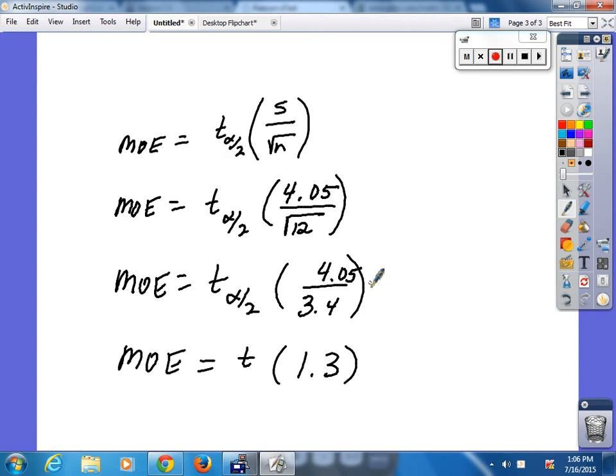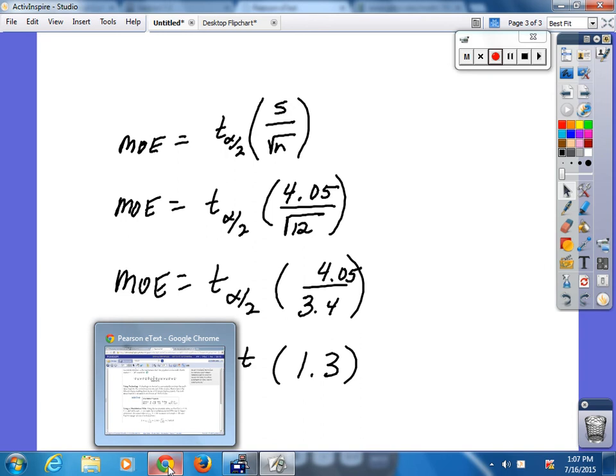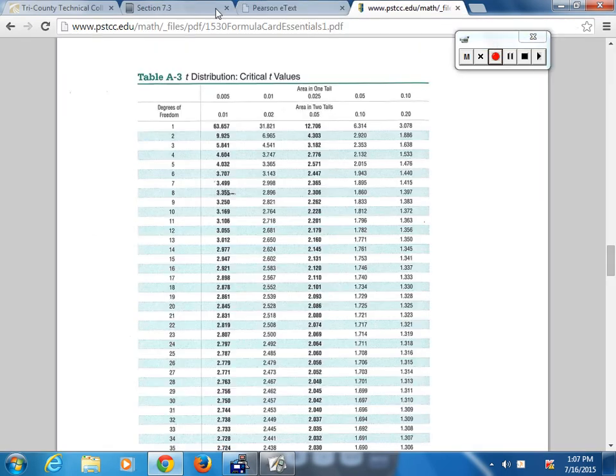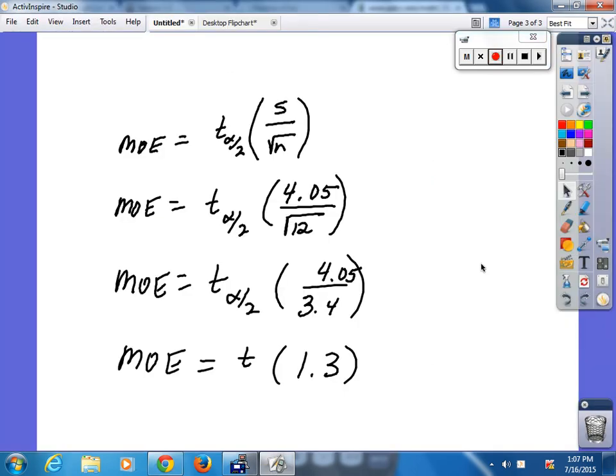So we go to our handy dandy Google table. If I can find it. Where's our Google table? There it is. And 0.025, didn't it say 95% confidence level? And 11 is 2.201. Y'all got that? So we go back to our 2.201. So MOE.